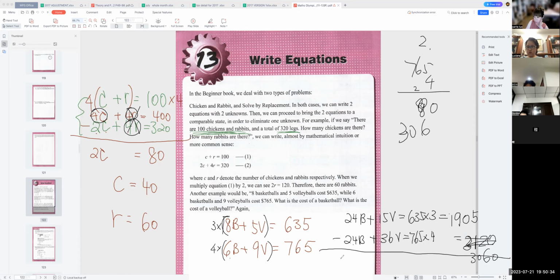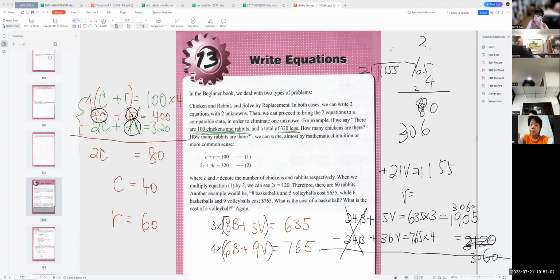So 24B minus 24B, no B. 15V minus 36V equals negative 21V, right? And 1905 minus 3060 equals negative 1155. Okay, so both left side and right side are negative. We're going to make them positive. So V equals 1155 divided by 21. So V equals $55. And basketball equals what?